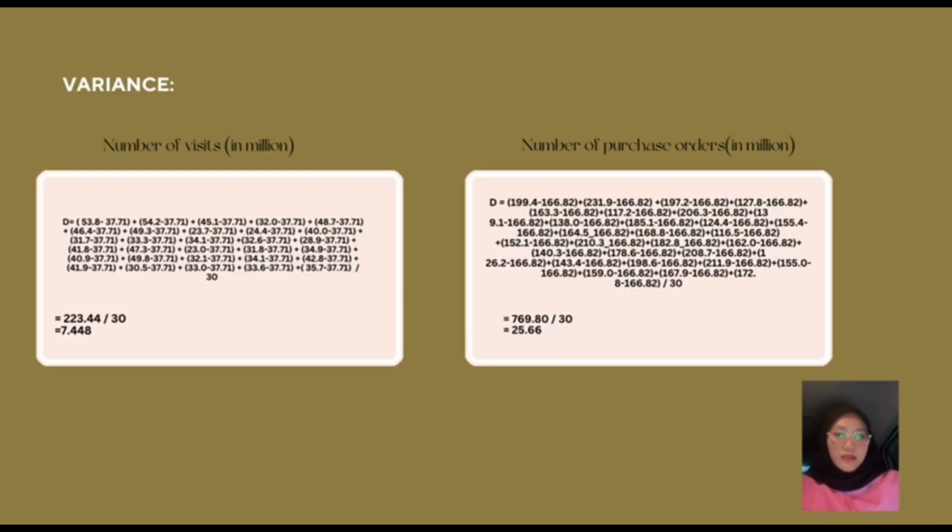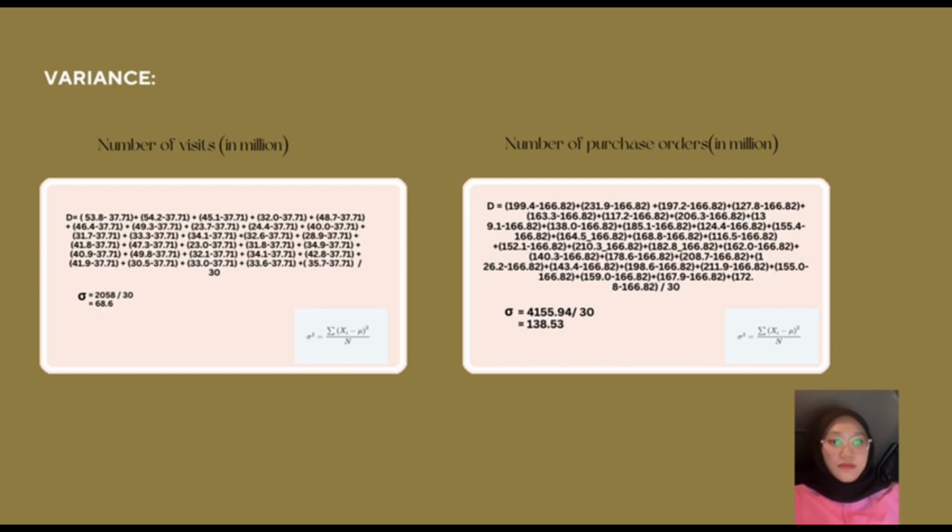We need to find the variance of the number of visits and the variance of the number of purchase orders. To find the variance, we take the data from the e-commerce websites and subtract the mean we got before. The answer for the number of visits is 7.448 and the answer for the number of purchase orders is 25.66.